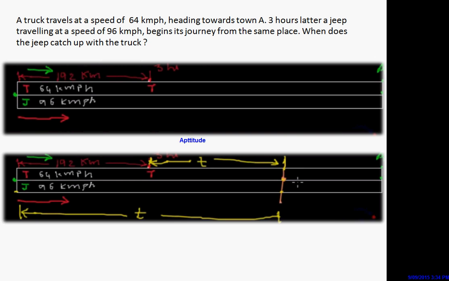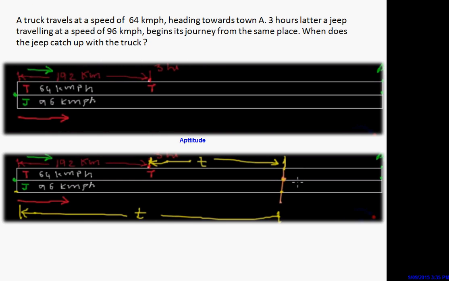Initially only the truck has started, at a speed of 64 km per hour. Within 3 hours the truck will not be in its starting position, it will have reached some certain distance, isn't it? So what is the distance covered by the truck in 3 hours if it travels at 64 km per hour? You know the speed as well as the time taken. Speed multiplied by time will give you the distance travelled by the truck in the 3 hours, right? And it is mentioned here.